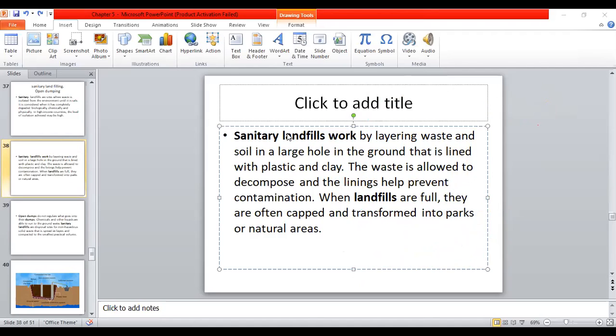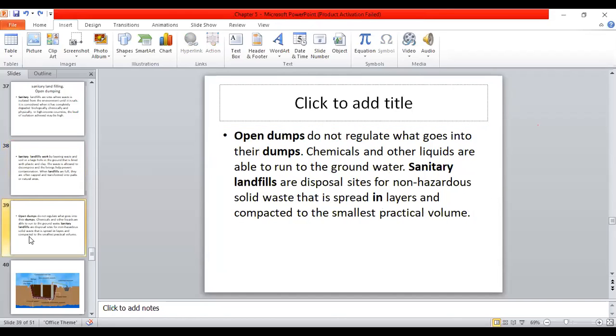Sanitary landfill works by layering waste and soil in a large hole in the ground that is lined with plastic and clay from the bottom side, to restrict the percolation of leachate towards the groundwater. The waste is allowed to decompose, and the lining helps to prevent contamination. When landfills are full, they are often capped and transformed into parks or natural areas. So this is about sanitary landfilling in scientific language.